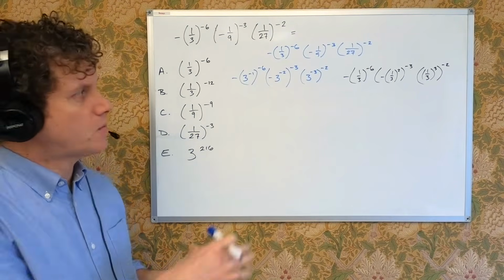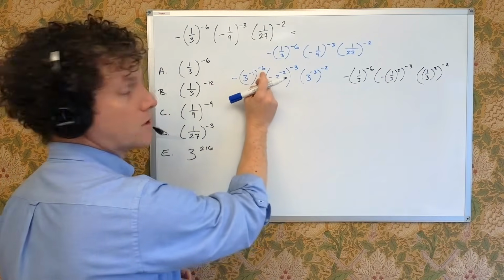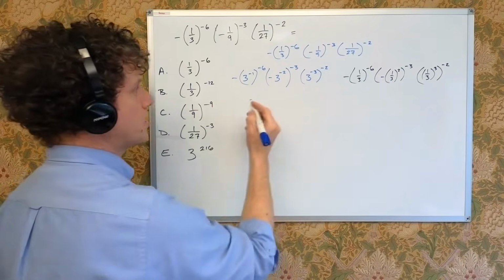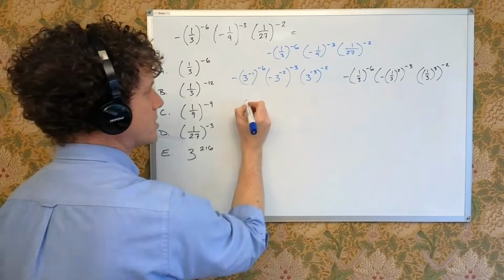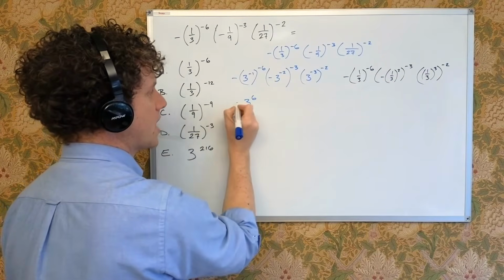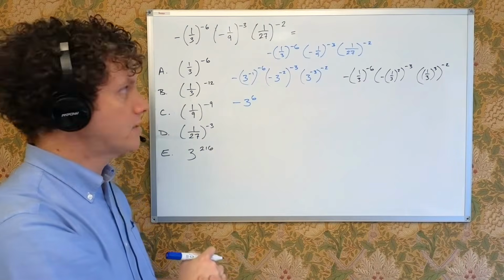So let's talk about what I've done here in blue. I have a power raised to a power. I'm going to do a multiplication. Negative 1 multiplied by negative 6 gives me 3 to the 6th. And this negative sign tells me that that term is negative.